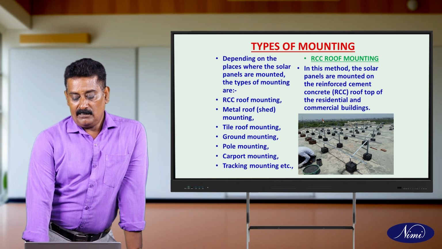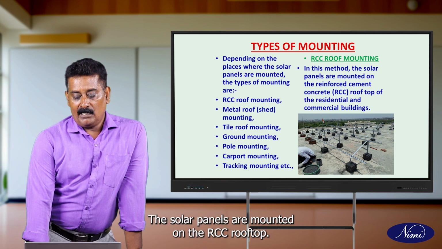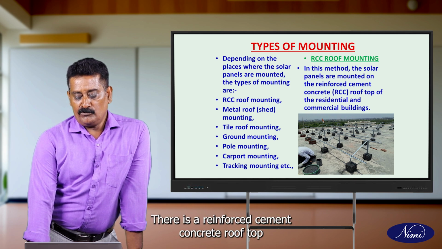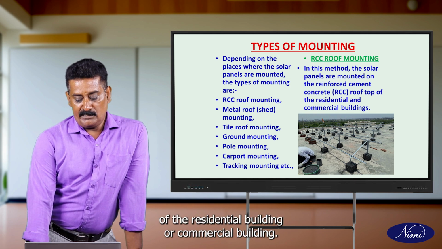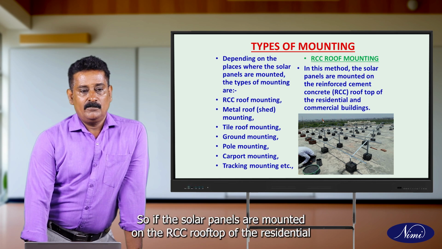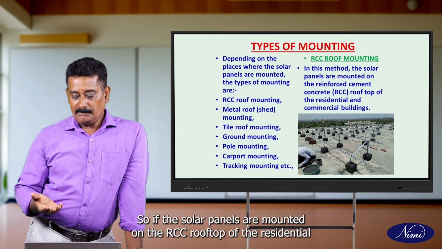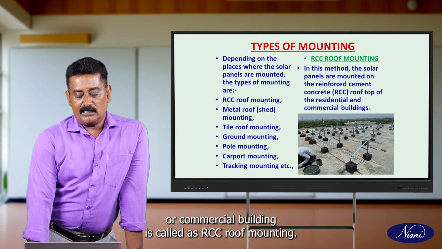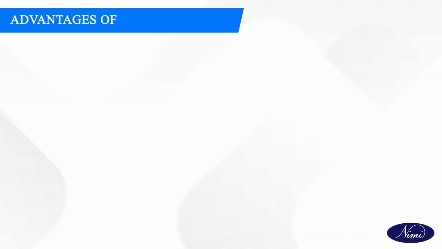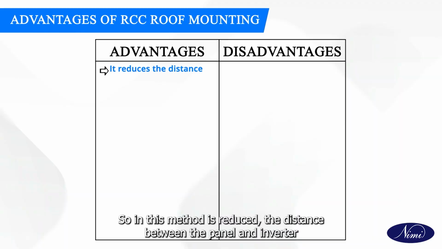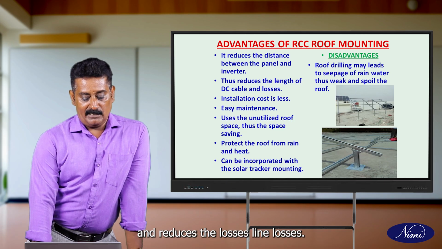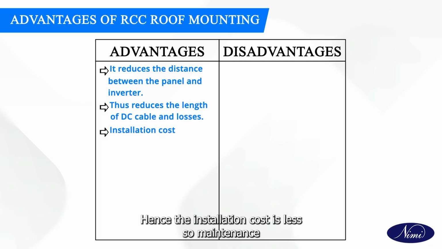In this method, the solar panels are mounted on the RCC rooftop. What is RCC? That is a reinforced cement concrete rooftop of the residential building or commercial building. If the solar panels are mounted on the RCC rooftop of the residential or commercial building, it is called RCC roof mounting. This method reduces the distance between the panel and the inverter, thus reduces the length of the DC cable and reduces the line losses. Hence, the installation cost is less.